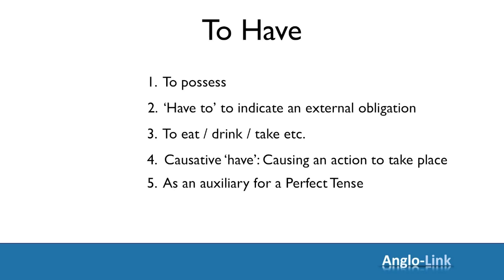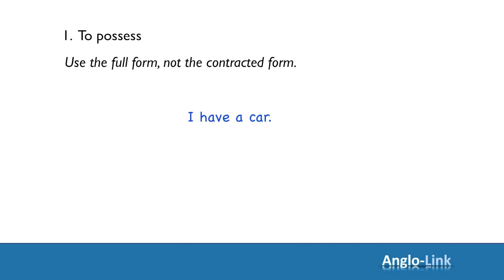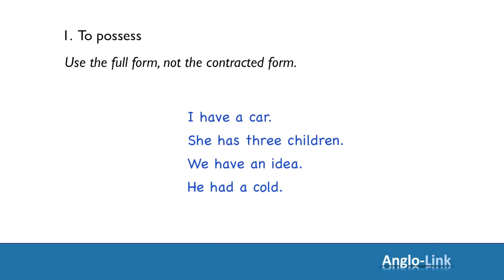So let's start with the first meaning, to possess. Make sure that in this meaning, as a main verb, you use the full form, not the contracted form. For example, I have a car. She has 3 children. We have an idea. He had a cold.